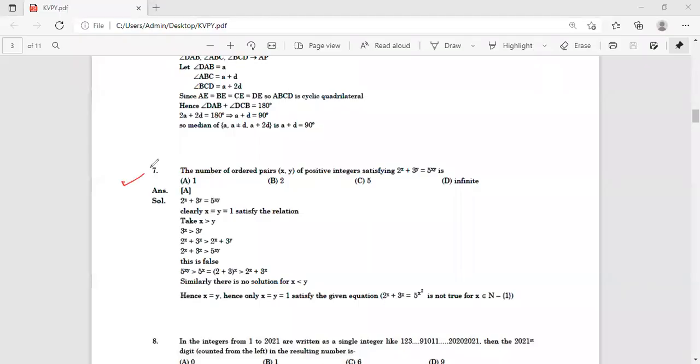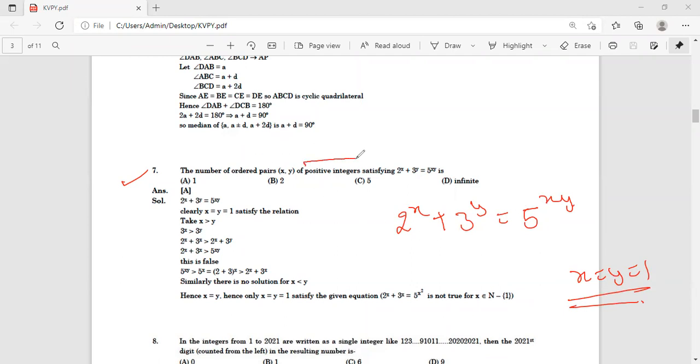So next question, the number of ordered pairs X, Y for which 2 raised to power X plus 3 raised to power Y is 5 raised to power XY. So you can observe one solution, you can orally observe X and Y are 1. This is one possibility. So ordered pairs of positive integers, this is very important. Otherwise there can be many solutions, but we want integral solutions.